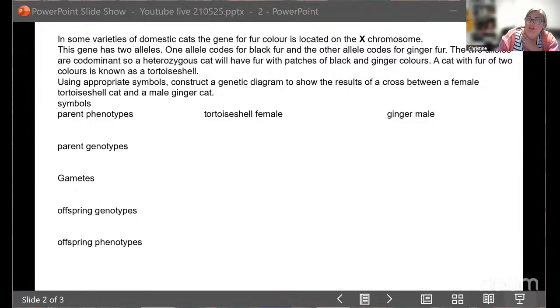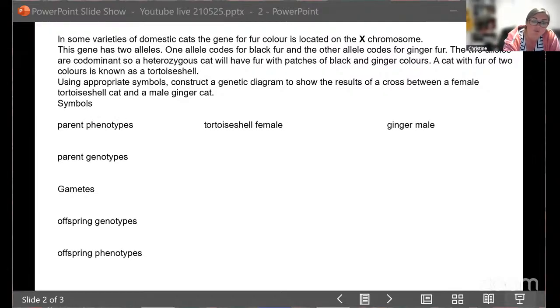But I'm going to answer this question. Because the question tells us that the gene is on the X chromosome, we know that it's a sex-linked gene. It's asking us to come up with some symbols, and it tells us that one of the alleles codes for black fur and the other allele codes for ginger fur. And it's told us in this question that the two alleles are co-dominant.